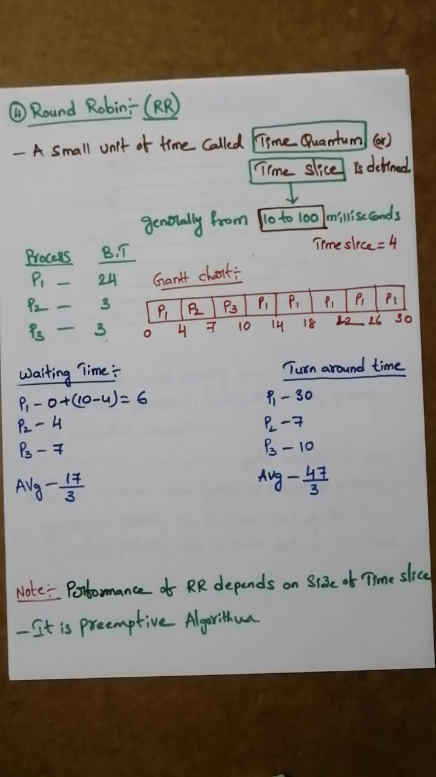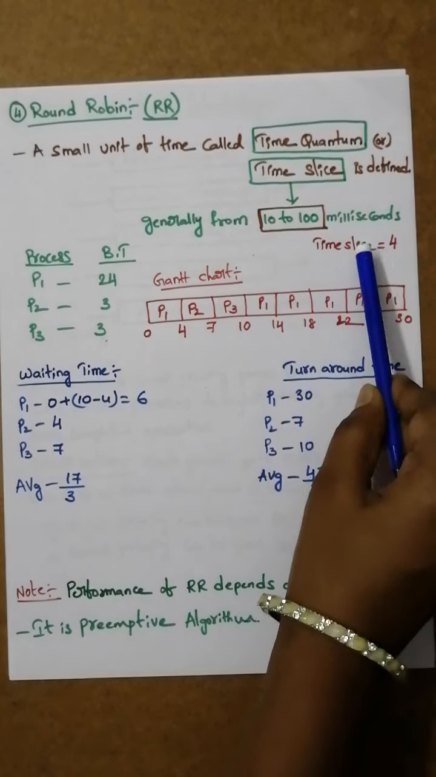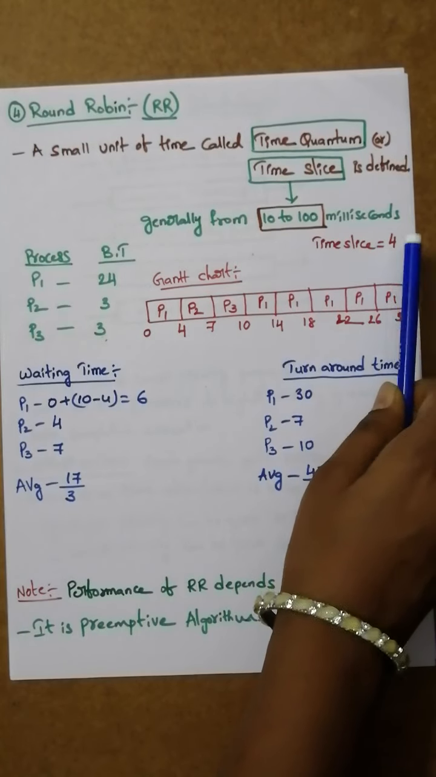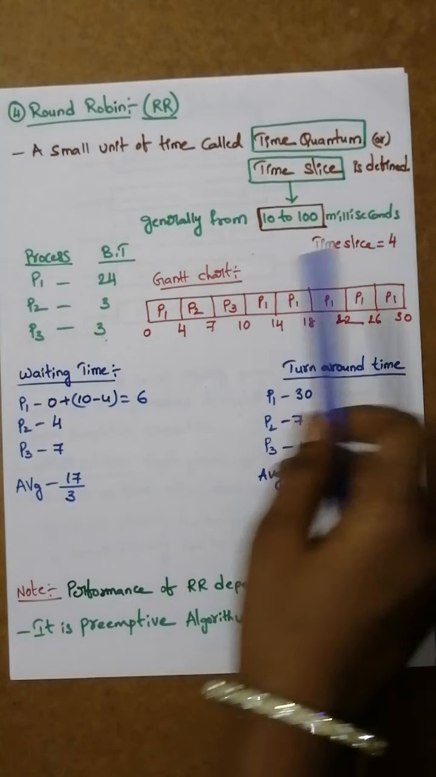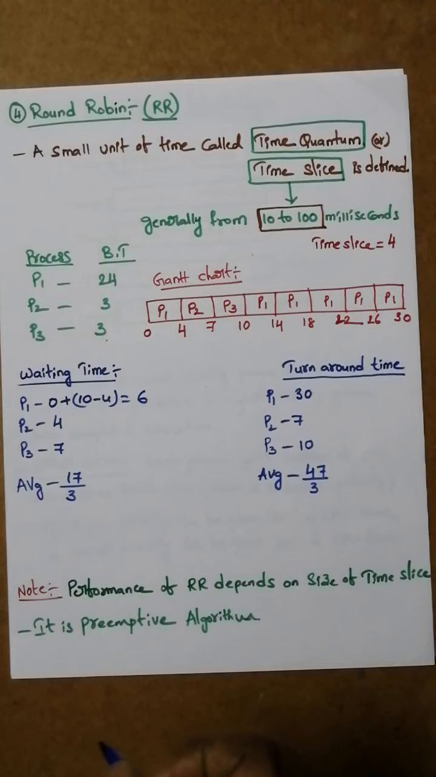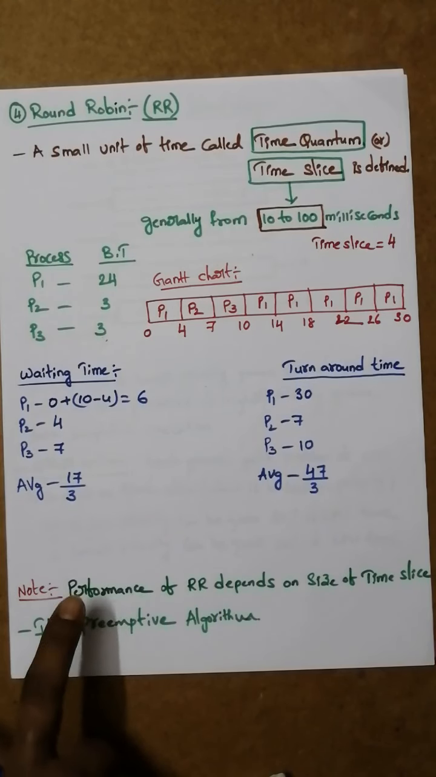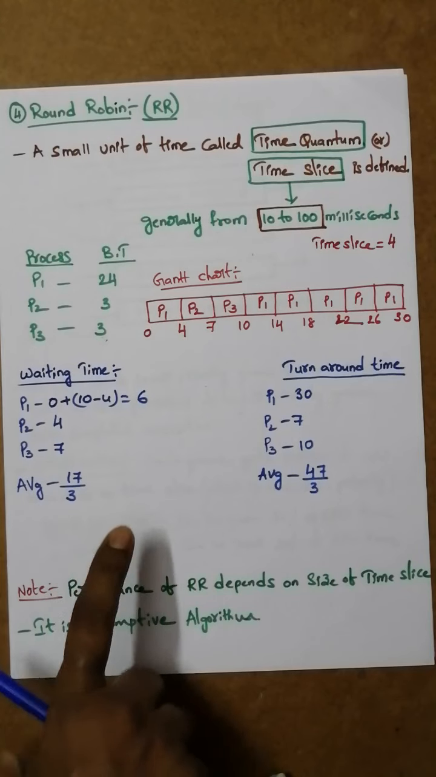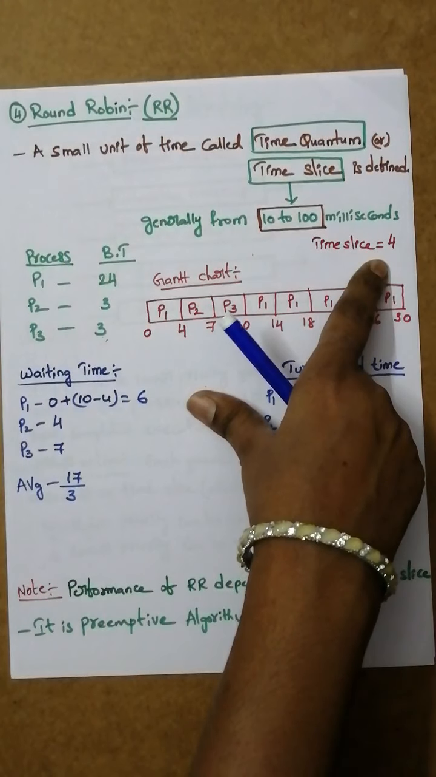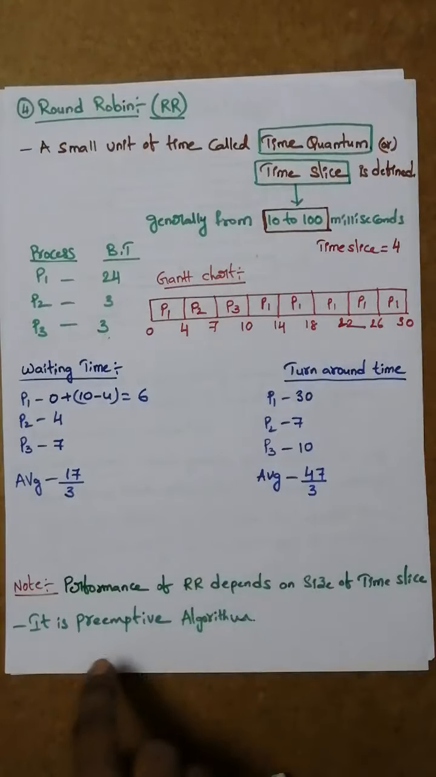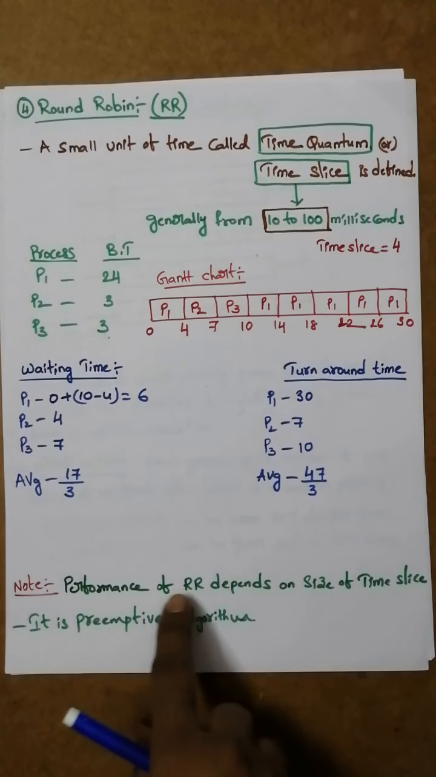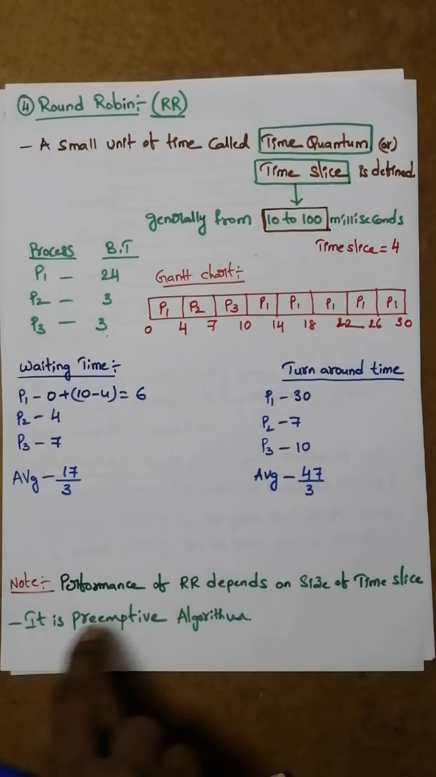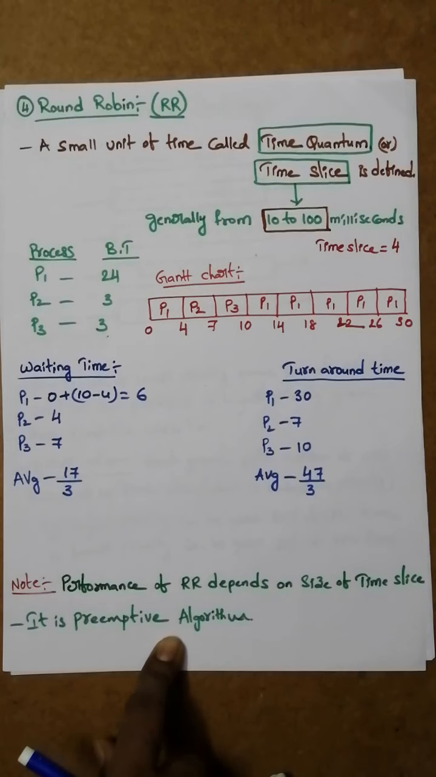Now here we have to remember one thing. The performance of round robin is completely based on the size of the time slice. If the time slice is too small, then it is nothing but like first come first serve. If it is too large, then it is like priority kind of thing. So you should see that it is neither small nor big. As I told, its performance is based on the size of the time slice, and it is a preemptive algorithm.